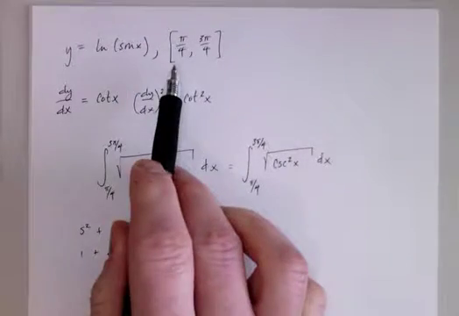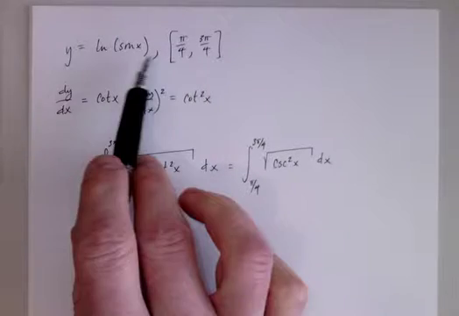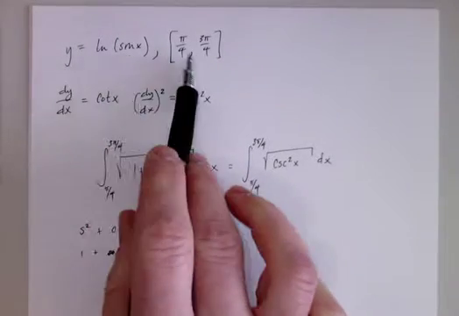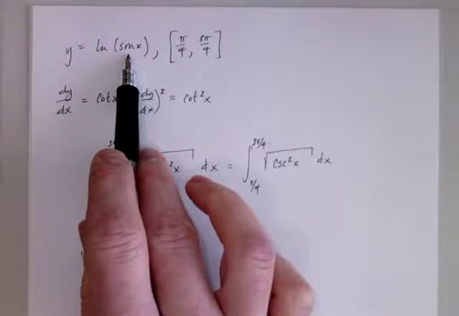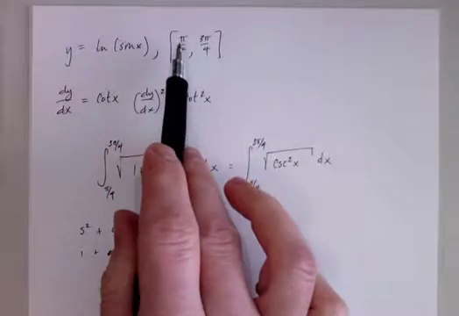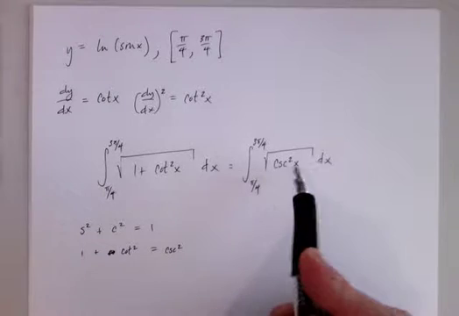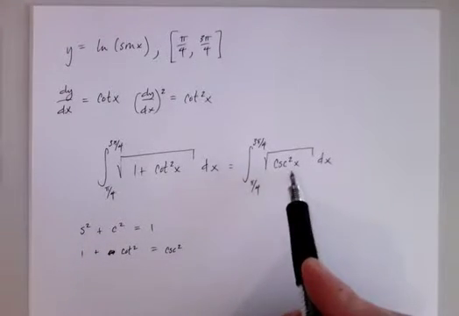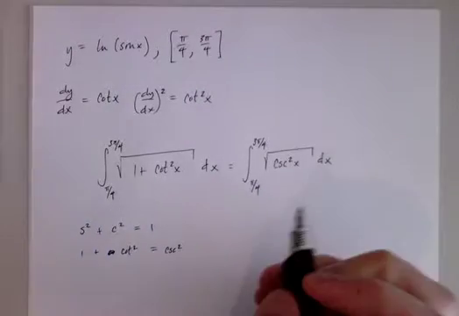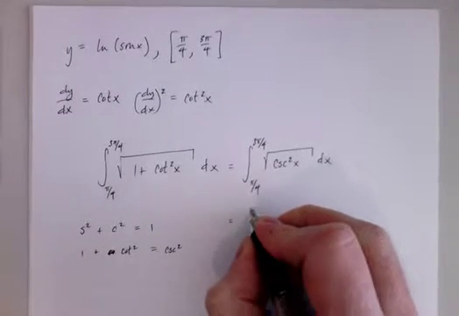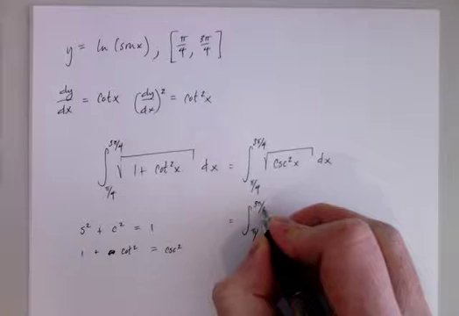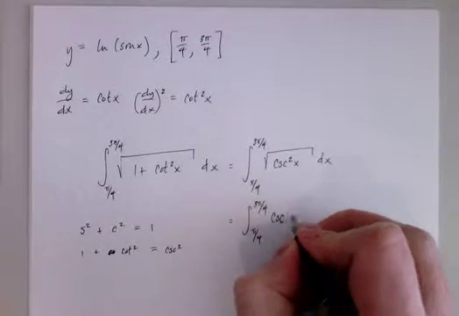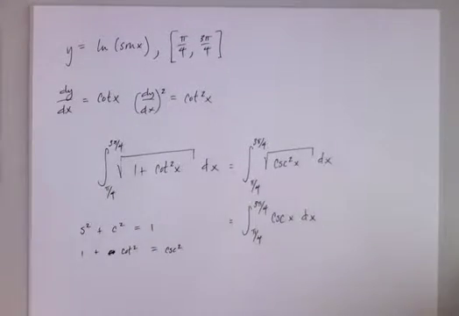I know that this has to be spitting out positive values for sine between pi over 4 and 3 pi over 4. So it's going to be spitting out positive values for cosecant as well on that same interval. That's the reason why I can go ahead and turn that into just cosecant x dx.